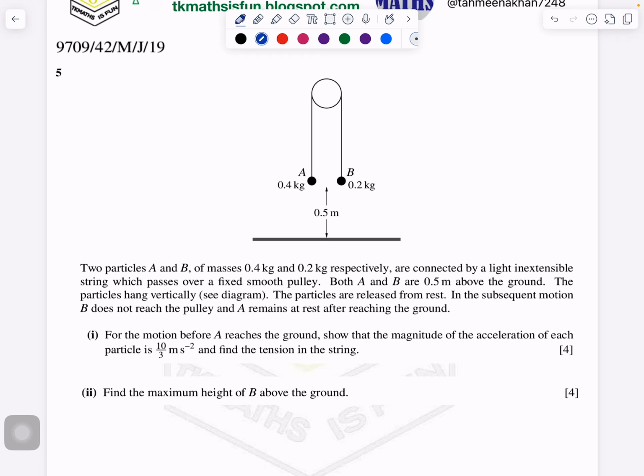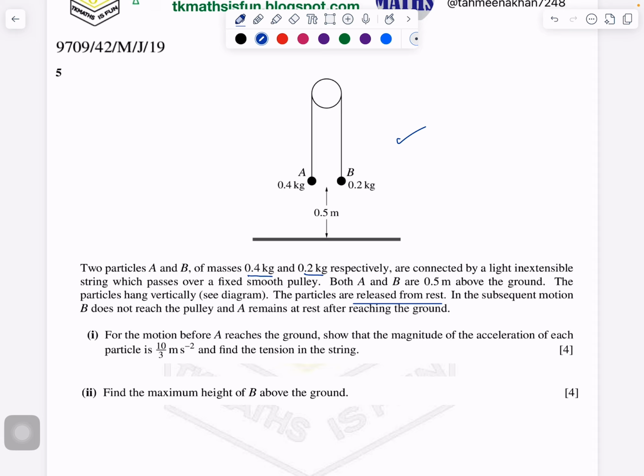Two particles A and B of mass 0.4 kg and 0.2 kg respectively are connected by a light inextensible string, and we can see it in the diagram. They are hanging freely. Both A and B are 0.5 meter above the ground. The particles hang vertically and are released from rest. Important information: if you need to apply the SUVAT equation later, then u will be 0. In the subsequent motion, B does not reach the pulley.